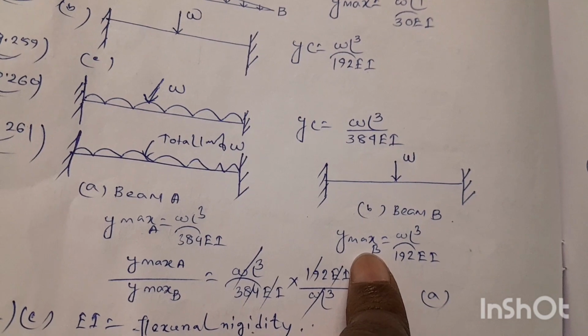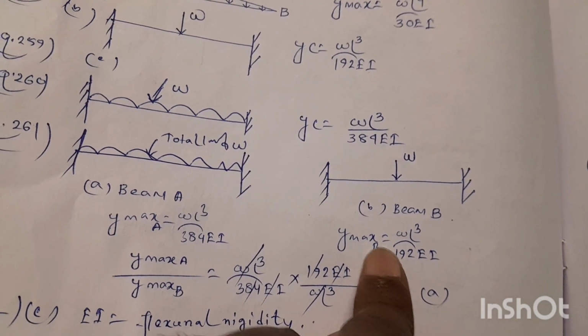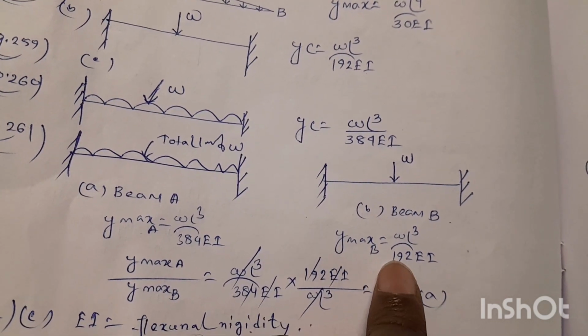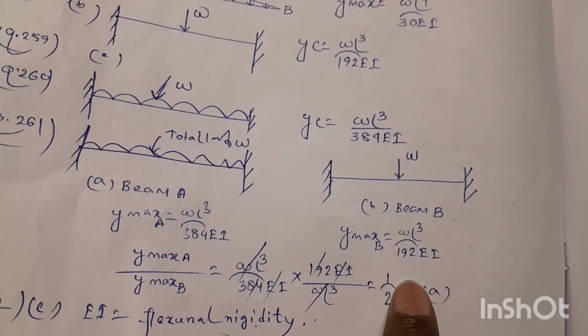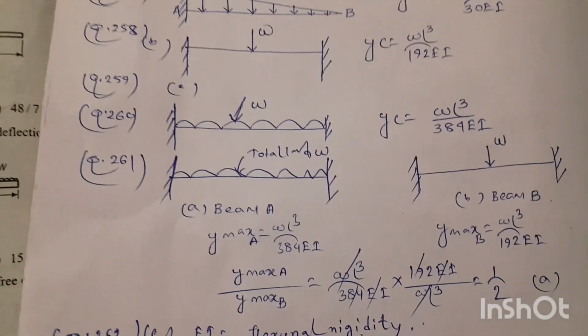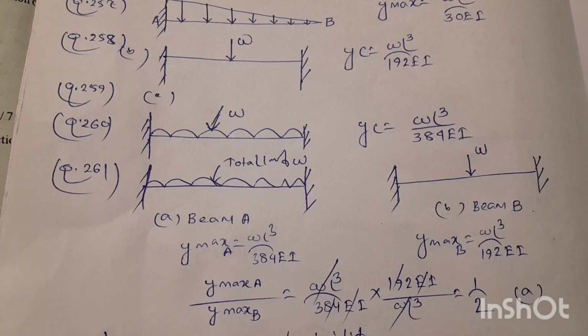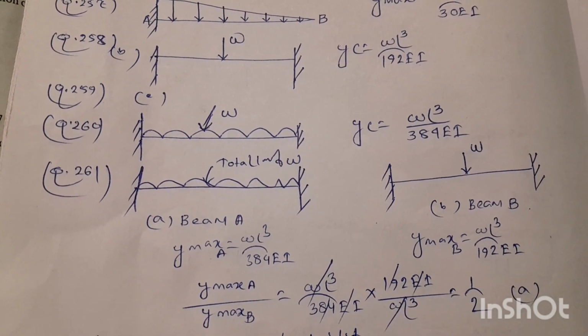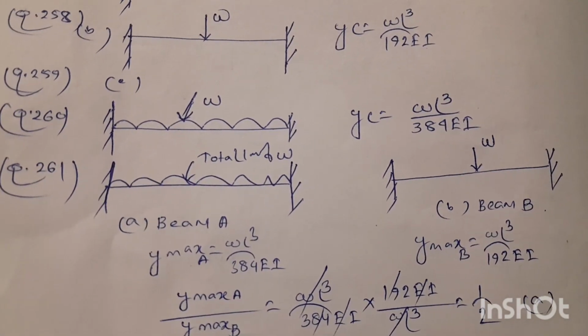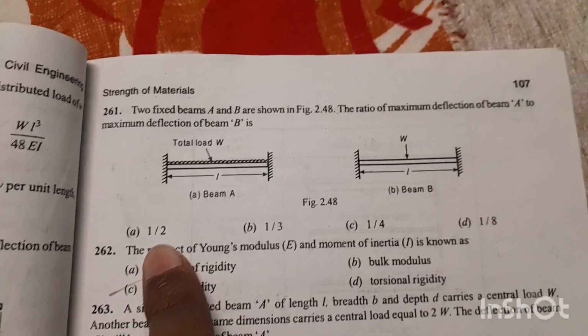So Y max, or deflection, represented by Y max B, will be equal to WL³ divided by 192 EI. So if we take the ratio Y max A divided by Y max B, we will get the value equal to 1/2. So option A is the correct answer for this question.